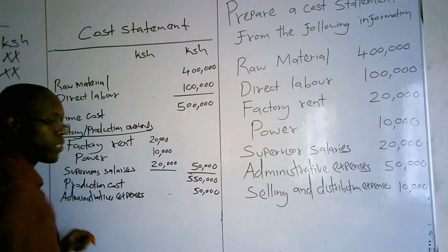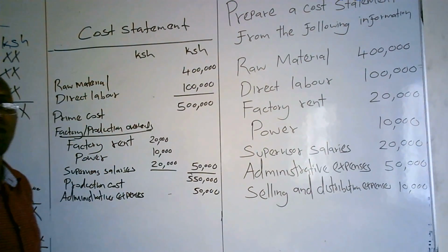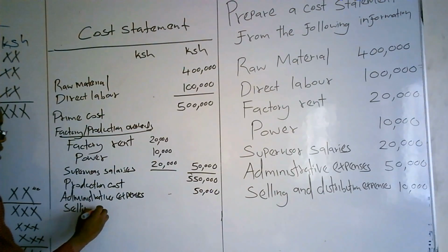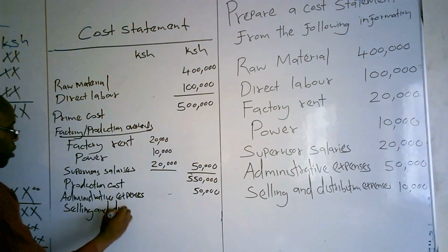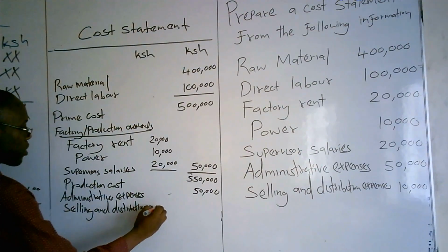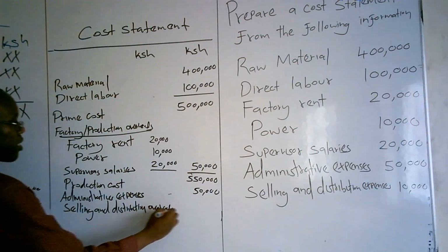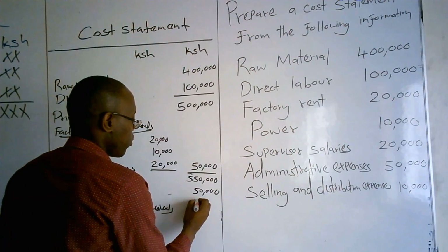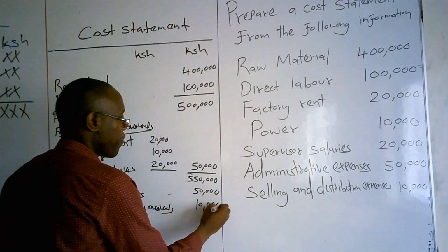The 50,000, and also we are going to add the selling and distribution overheads. And the selling and distribution overheads, you can see is 10,000. You capture them direct because also we are given as a group.